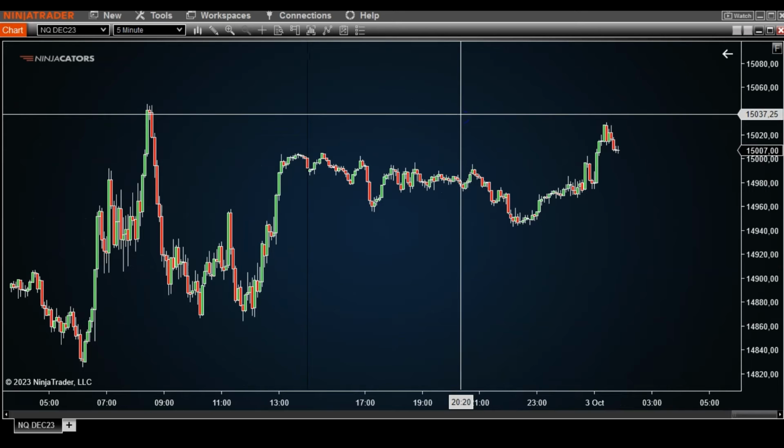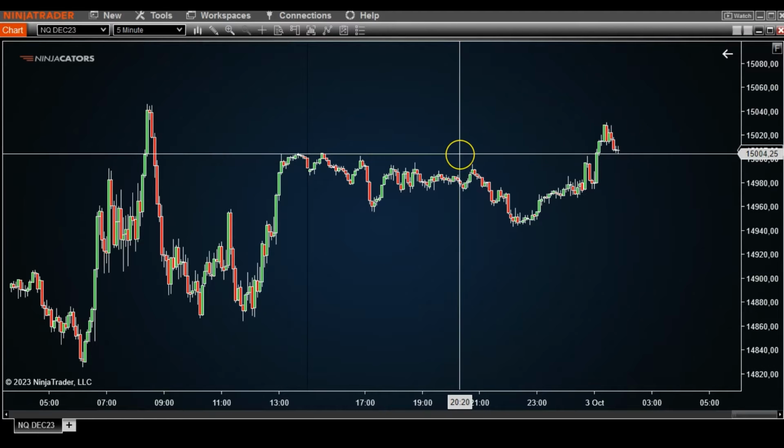Many of you might not have known that you can actually attach your trading orders to actual indicators. Now, these would only, I believe, work on the default indicators that are included on the NinjaTrader 8 platform.